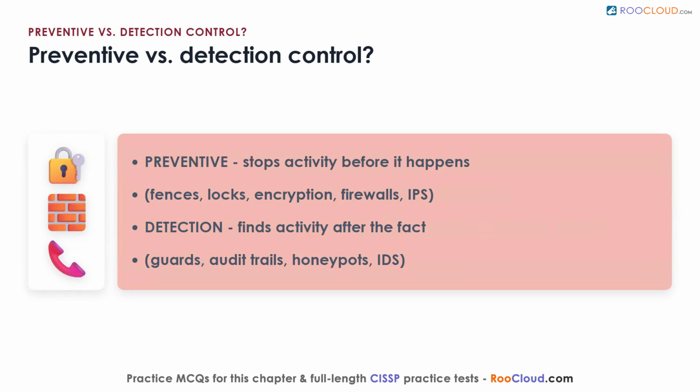A preventive control tries to stop unwanted activity before it happens. Think of fences, locks, encryption, firewalls, and intrusion prevention systems. A detection control works after the fact, discovering activity that already occurred. Think of security guards, audit trails, honeypots, and intrusion detection systems. A quick note for the exam. You will see both preventive and preventative used, and they mean the same thing. Picture a locked door as prevention and a camera recording the hallway as detection.